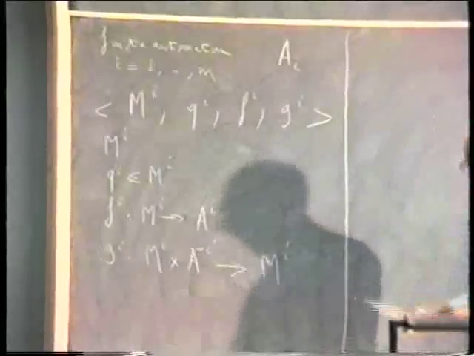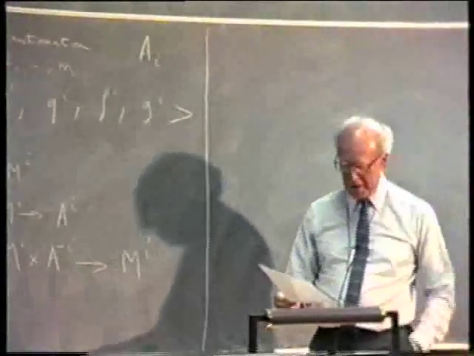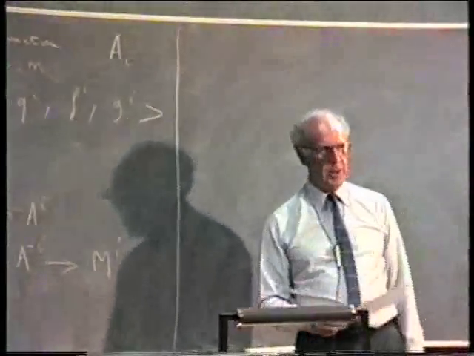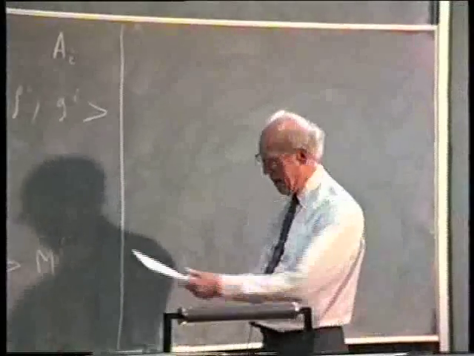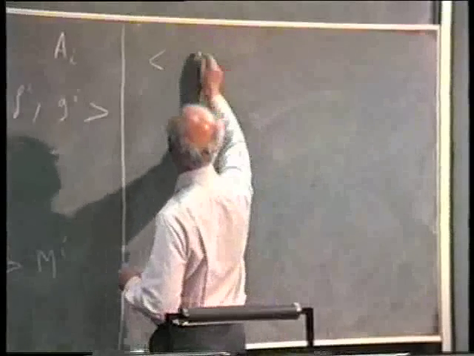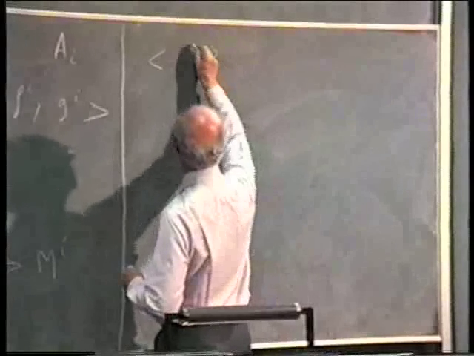Well, this is very abstract. Let me, for instance, in the example of tit for tat, spell out what the automaton would be. The automaton would be simply the set of states 1 and 2.